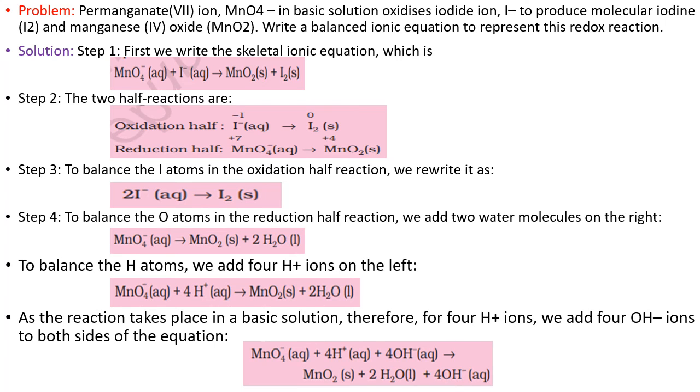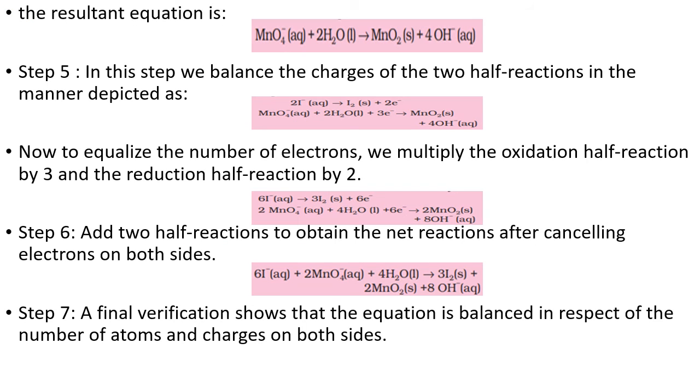So after adding the two half reactions, the main equation is 6I minus plus 2MnO4 minus plus 4H2O gives you 3I2 plus 2MnO2 plus 8OH minus. This is called the balanced chemical equation under the basic medium. This comes only by practice, my dear friends. Please practice. Otherwise, we will discuss when your time comes once again. Okay, as a revision part.